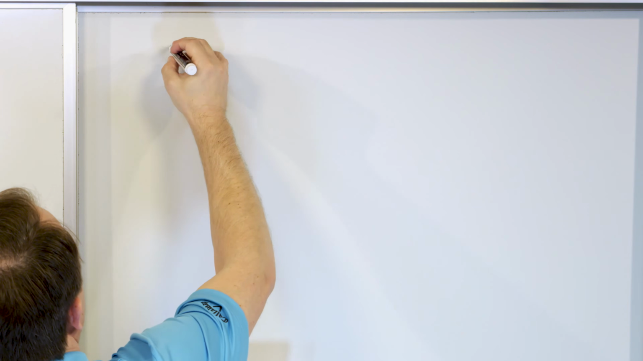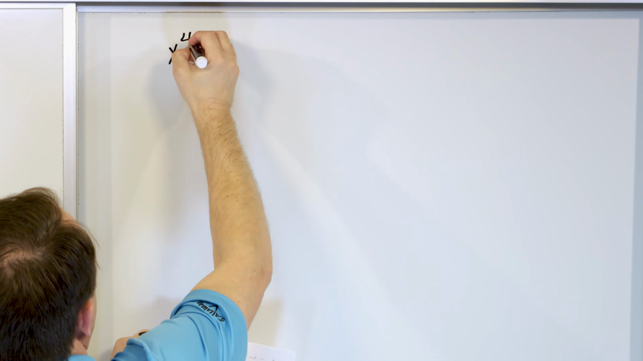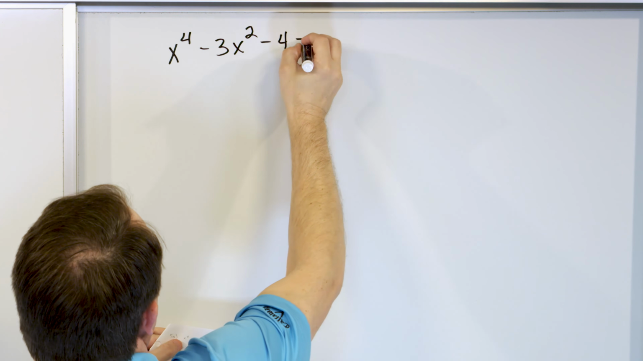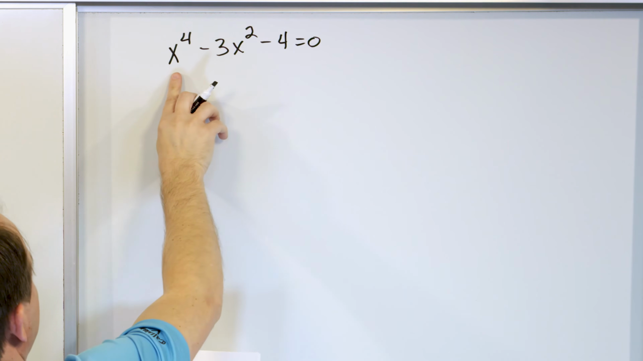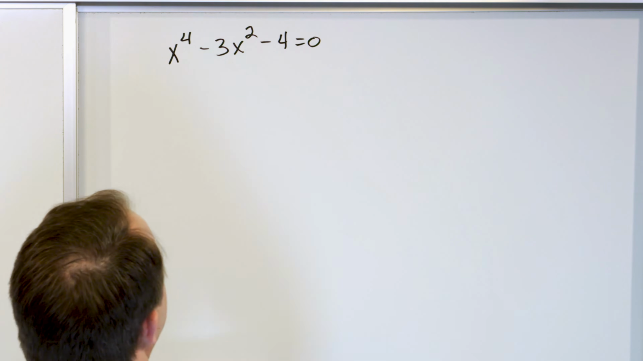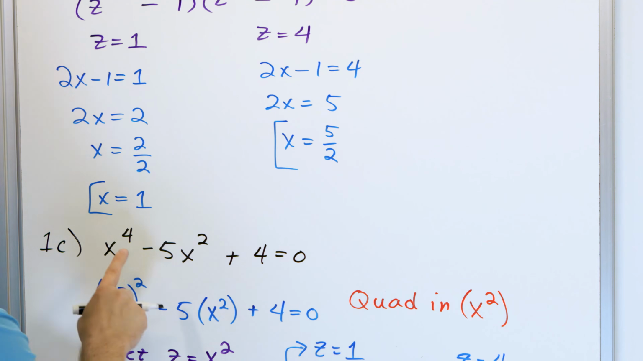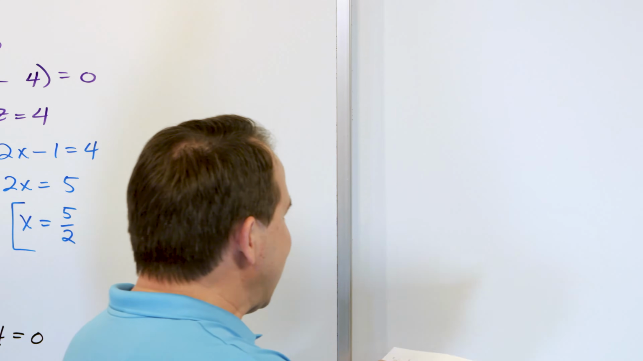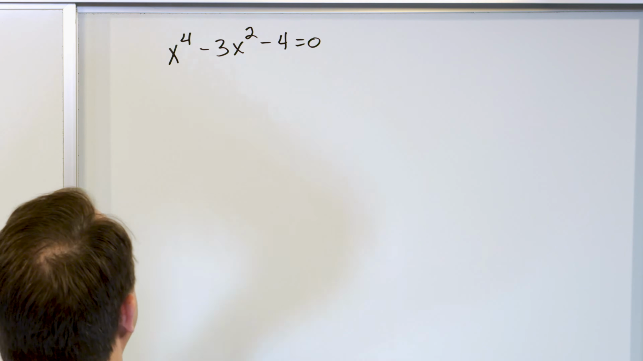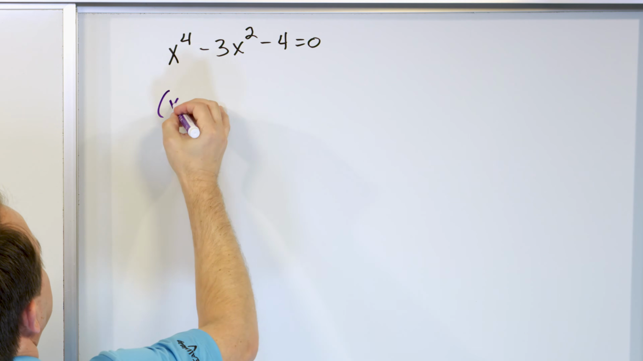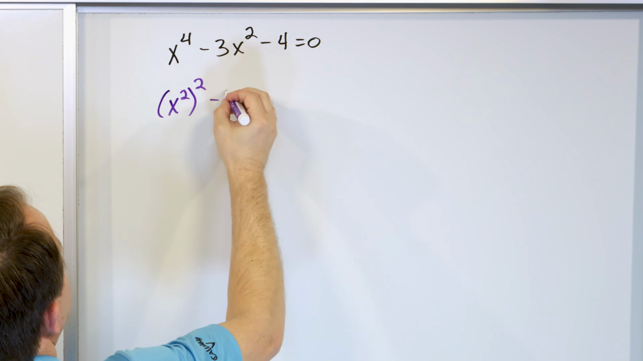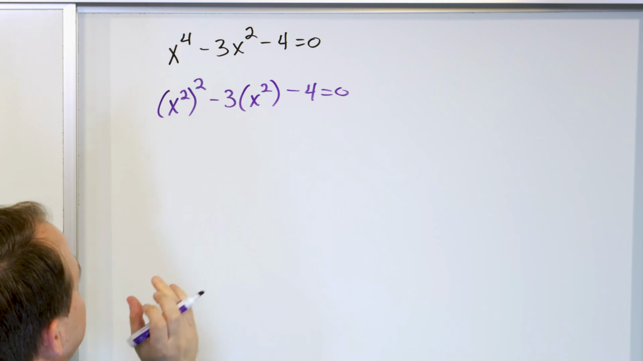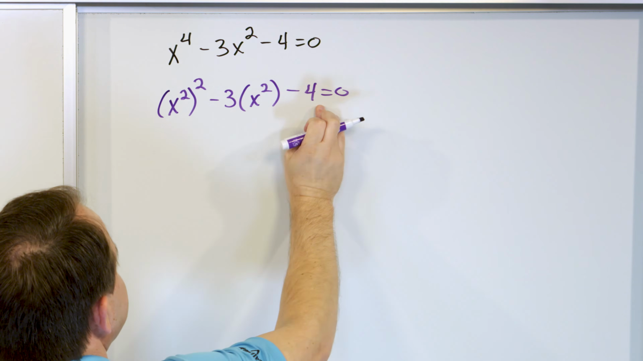So let's do one more. We have, or I should say two more. X to the fourth power minus 3 times x squared minus 4 equals 0. Again, I have a fourth power, a second power, and then a nothing power, which is very similar to what I had before. A fourth power, a second power, and then a zeroth power. So I can think about this as x squared, quantity squared, minus 3 x squared minus 4. That's just the way I think about it. It's something squared, something to the first, something to the 0.